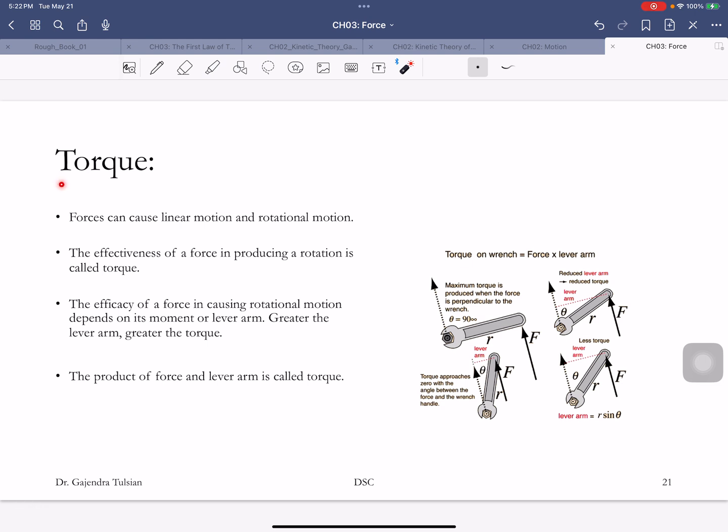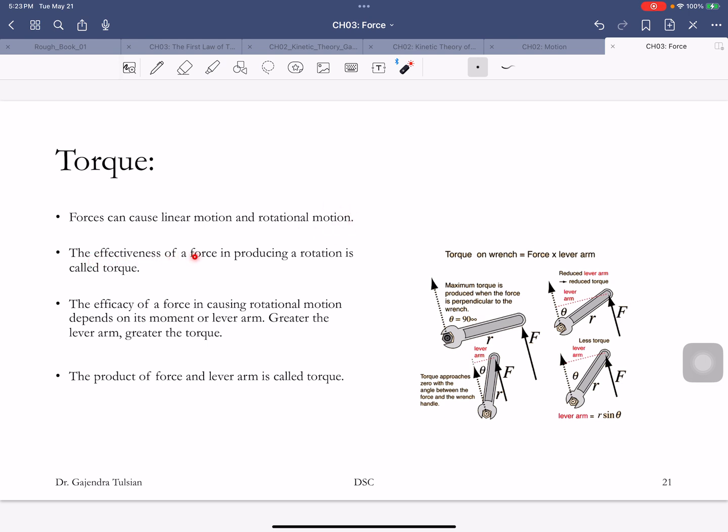Okay, now sometimes forces can cause rotation. So let's look at the torque. For instance, we've all used a wrench, and if you apply a force like this, it'll turn this nut and unscrew it. Forces can cause linear motion and rotational motion.